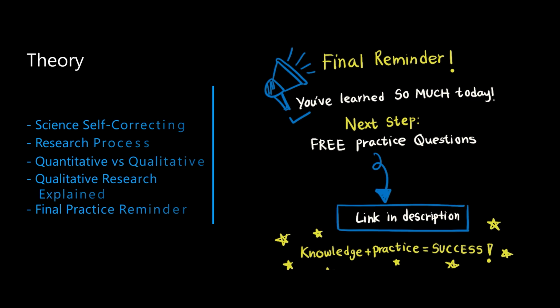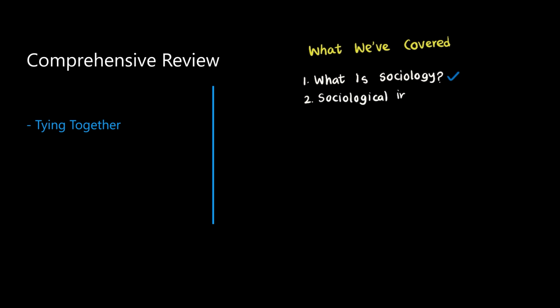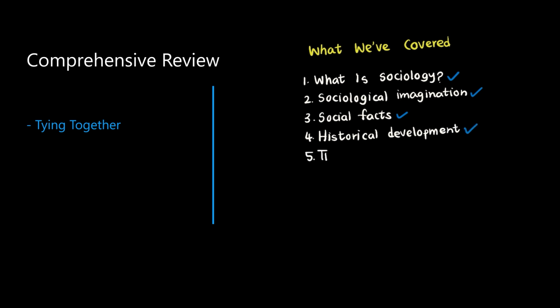Now let's tie everything together. We've covered what sociology is and what makes it unique as a discipline. We've explored the sociological imagination and how it helps us connect personal troubles to public issues. We've learned about social facts and how society exerts real power over individual behaviour. We traced the historical development of sociology as a scientific discipline, starting with Auguste Comte's vision of positivism.